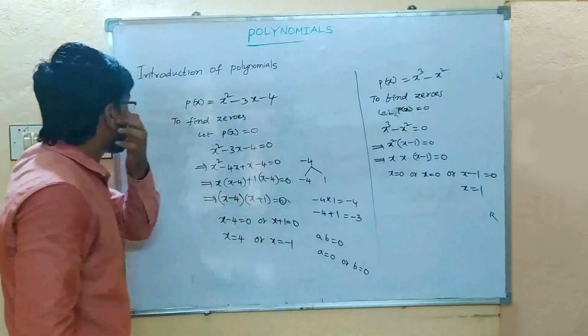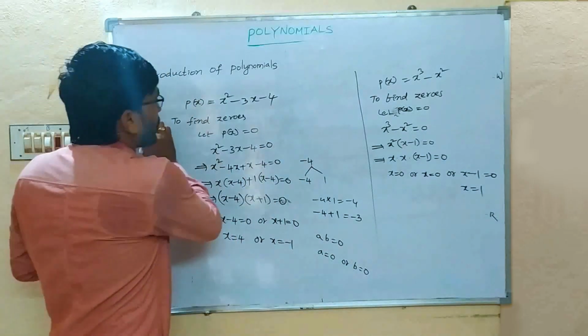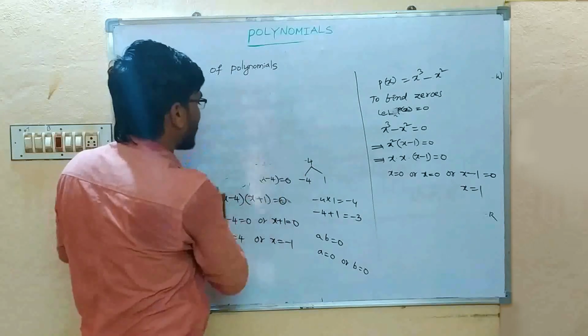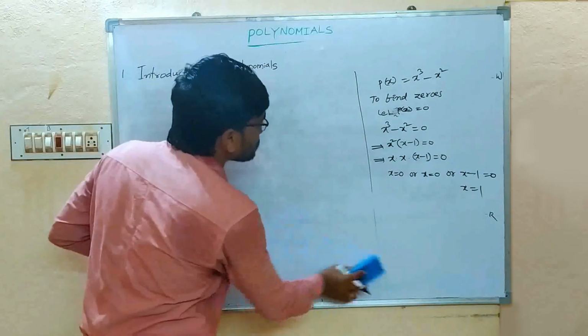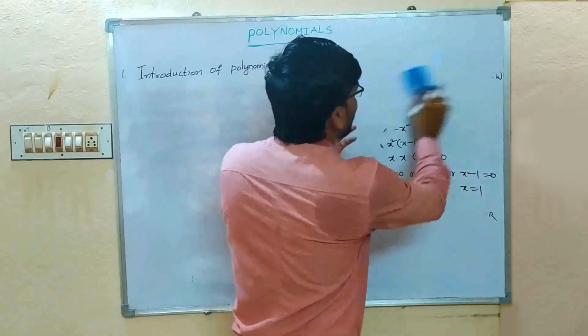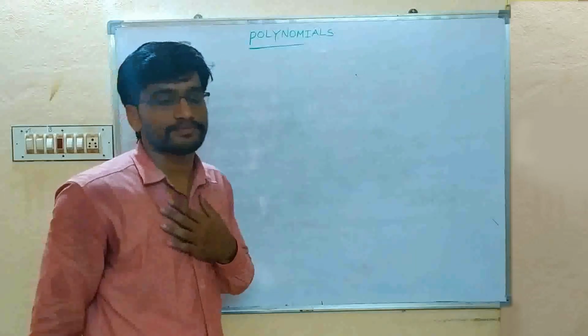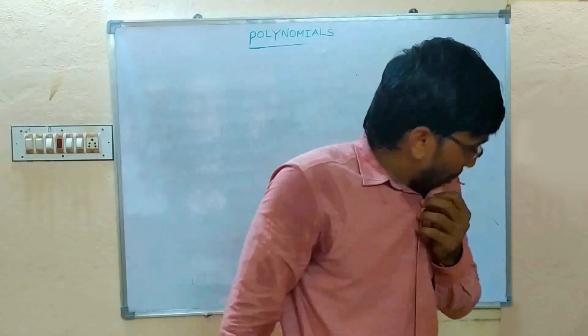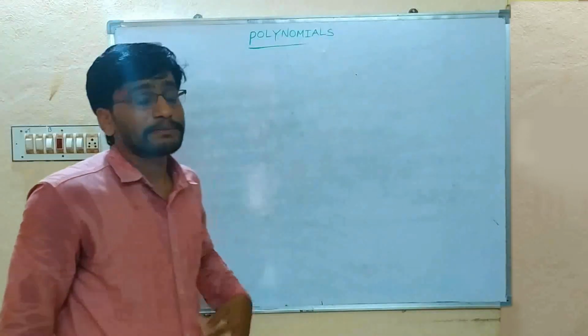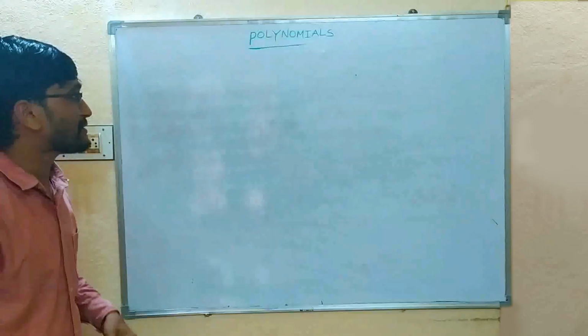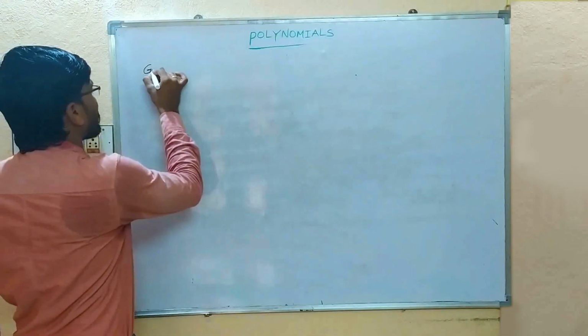Okay, this is about the zeros of a polynomial for linear, quadratic and cubic. If they have given a cubic polynomial in another way, we will see that later. Now, the geometrical representation of a polynomial.